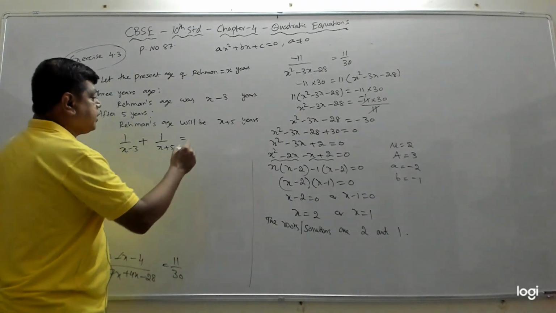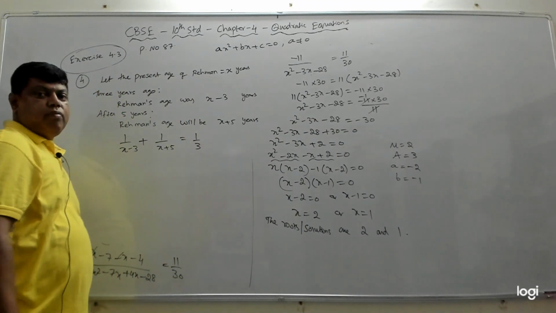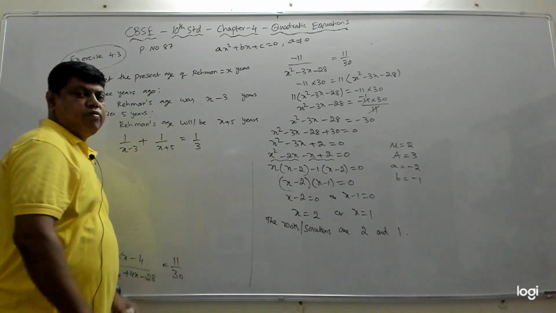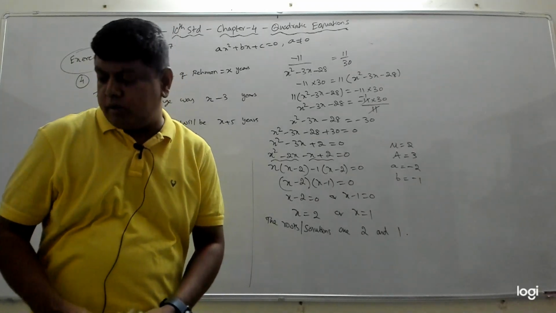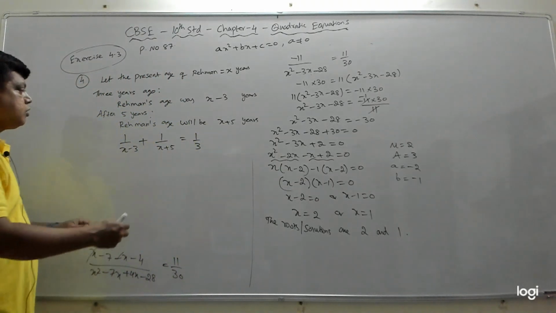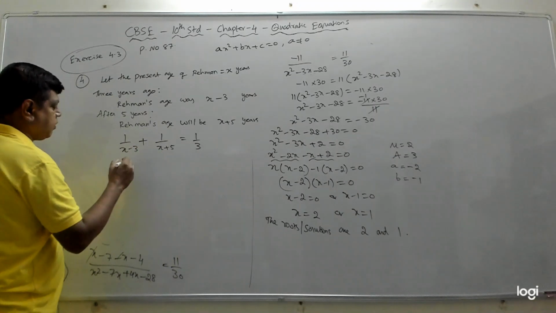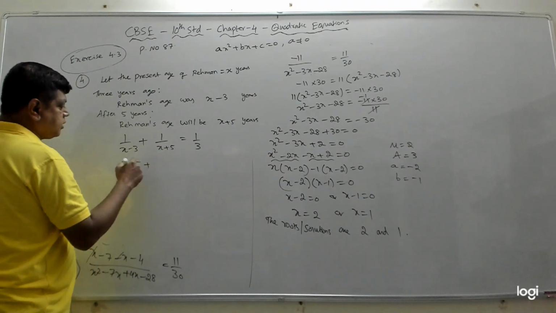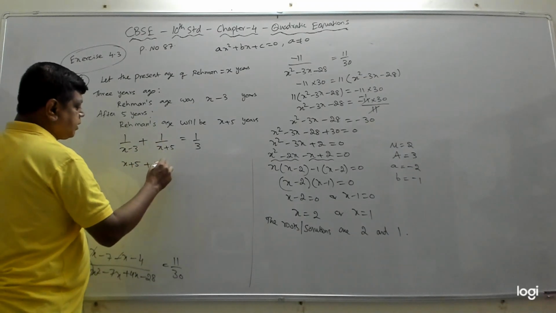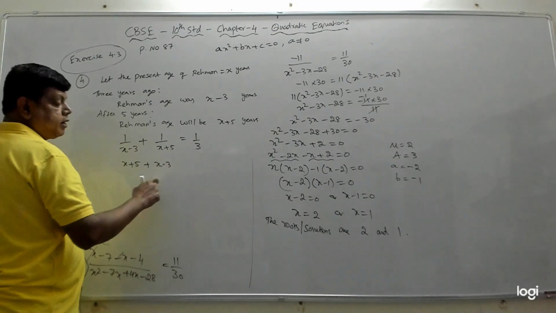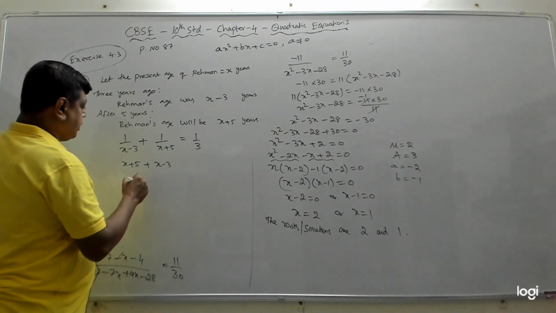They said 1 by 3. They have given this. So now we need to solve this equation and find the present age of Rahman. Which means what do we do? Same way like how we did, we'll cross multiply. 1 into x plus 5 is x plus 5, plus x minus 3 into 1 is x minus 3. Here you need not put the bracket if it is plus. If it is minus, you have to put the bracket. Then you have to be careful.